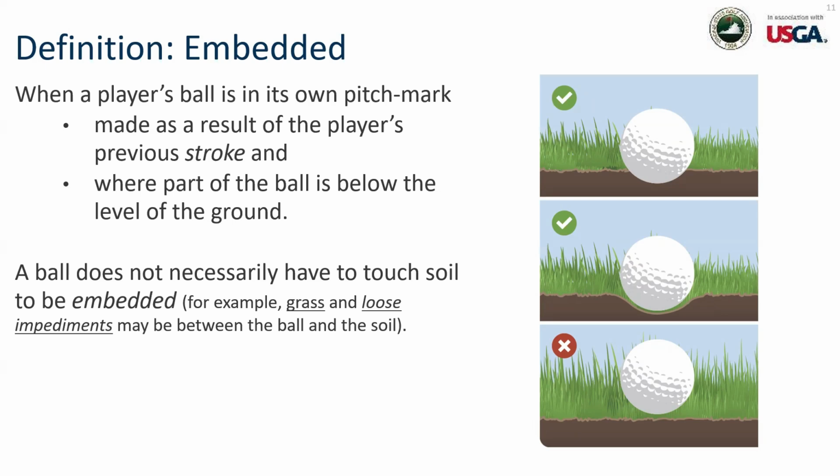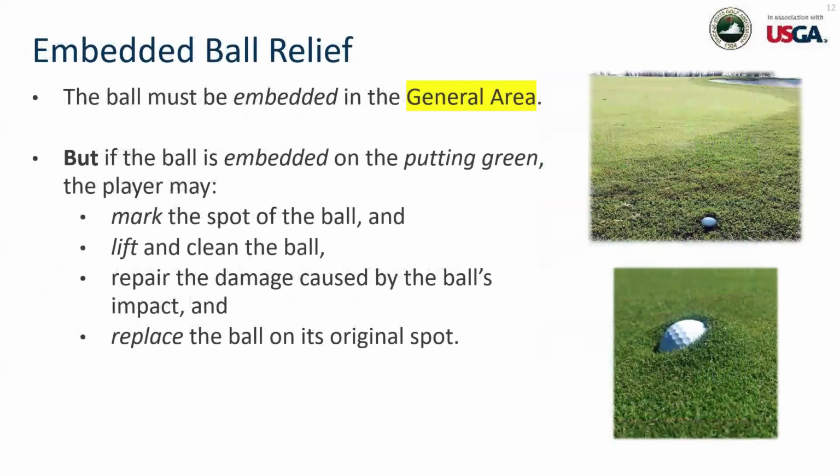That last sentence just kind of calls out it doesn't have to physically be touching the soil. There could be loose impediments or grass in between, whether it's pine straw or grass clippings or whatever it is. It doesn't necessarily have to be like the first image where the ball is touching the ground or the dirt. But do know that an embedded ball does have to be only in the general area. There's no other area of the course that you're going to be granted embedded ball relief. So in bunkers, we talk about those bad lies in the bunkers where it looks like the ball is embedded.